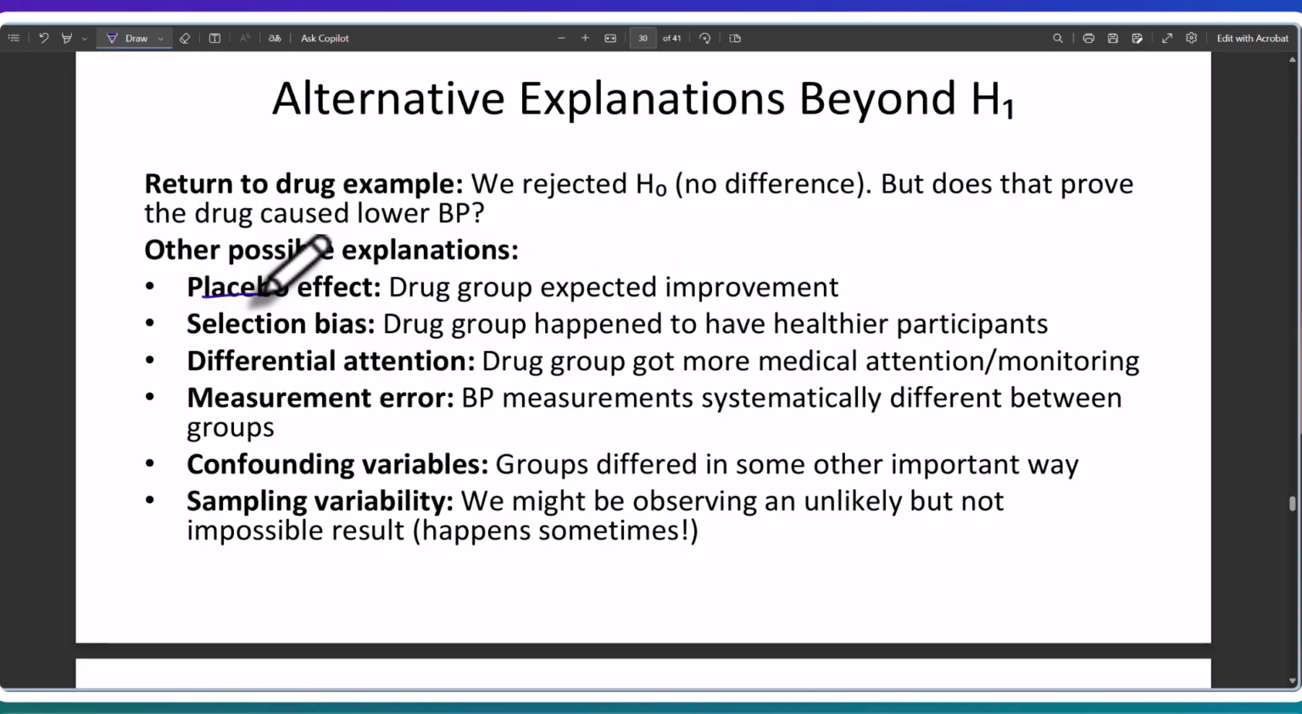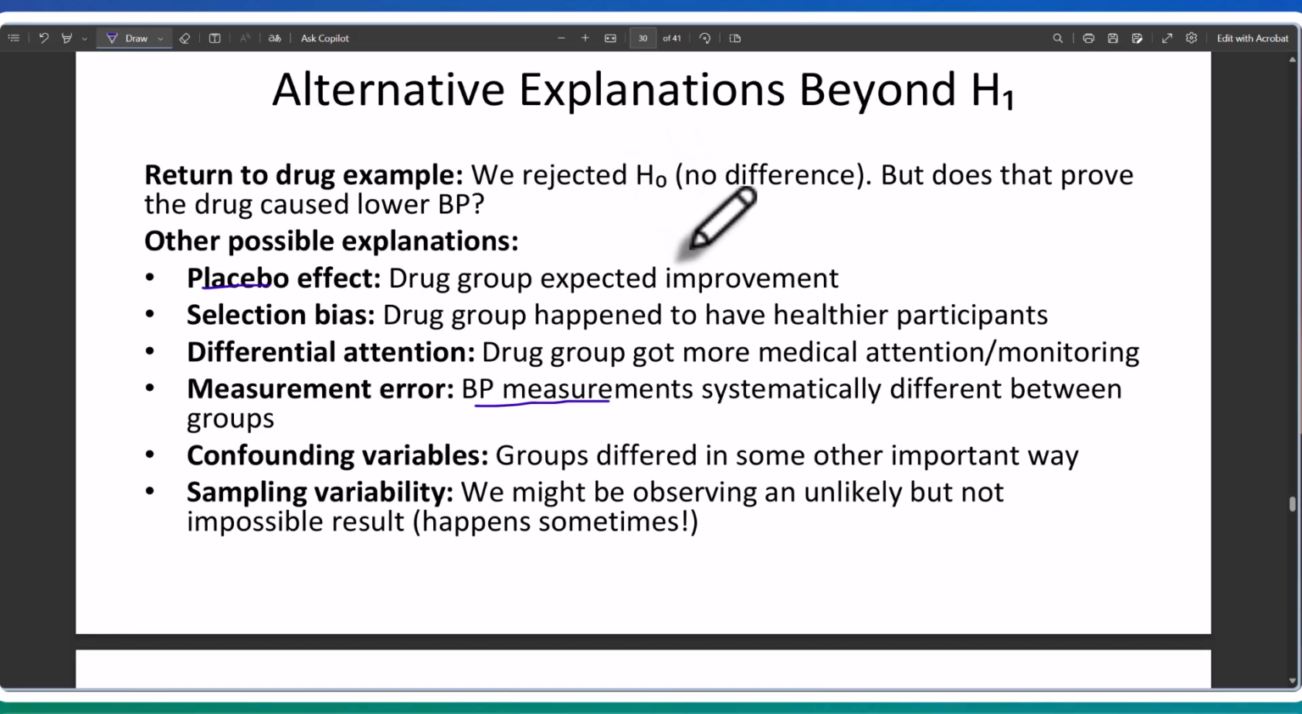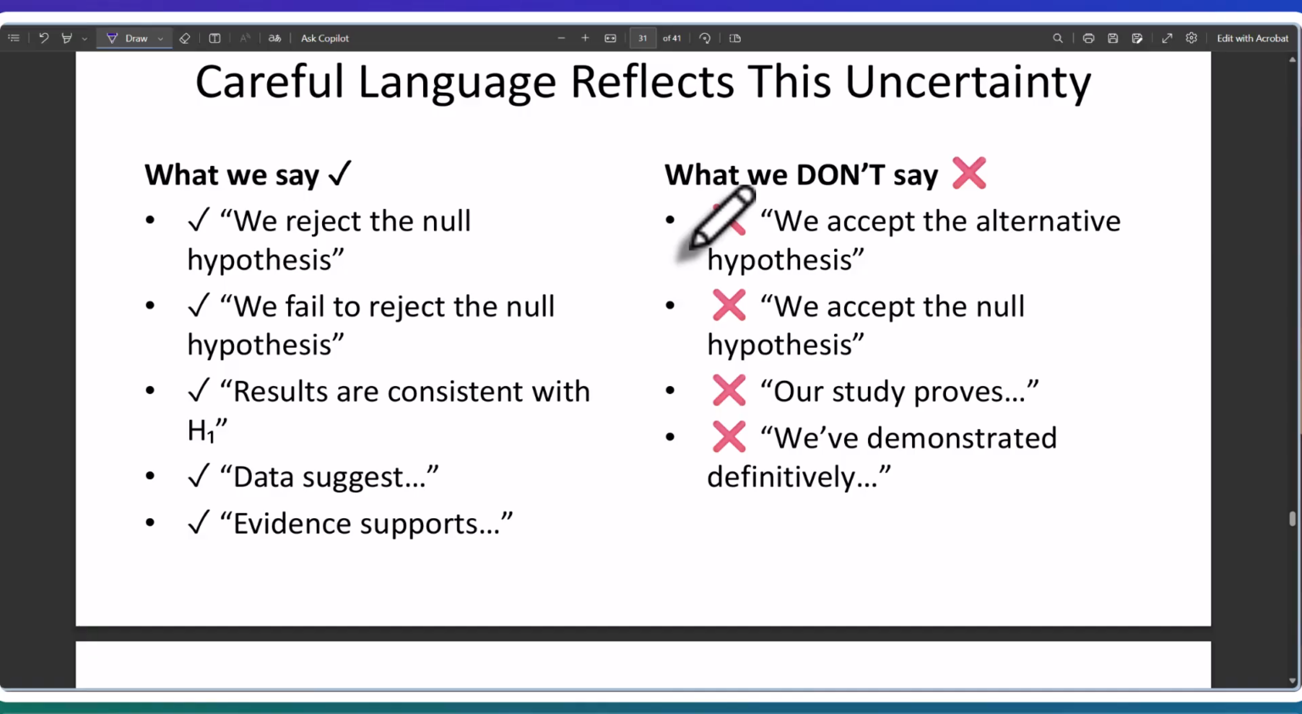It could be a placebo effect. It could be selection bias, so you happen to have a group that had healthier participants. There could be systemic errors in blood pressure measurements, if machines aren't calibrated correctly and you do things at different sites. There's a host of other reasons why the null hypothesis could still be true. So our null hypothesis still could be true, but we rejected the null hypothesis. Okay, everything is possible, even if it's not probable.